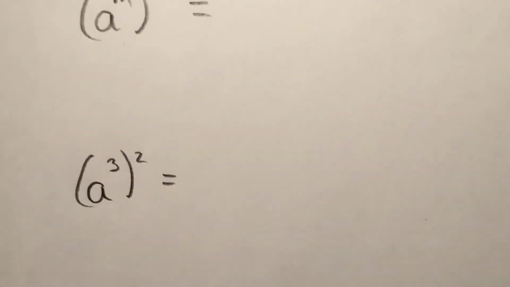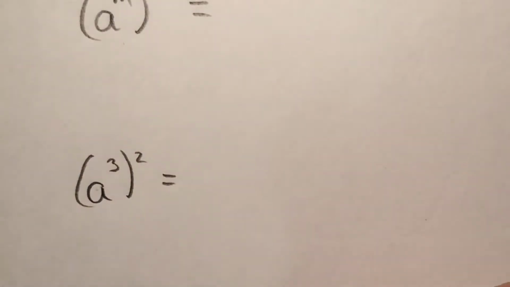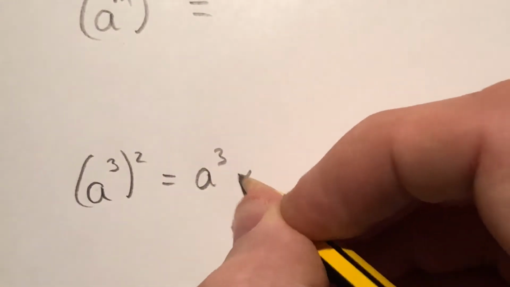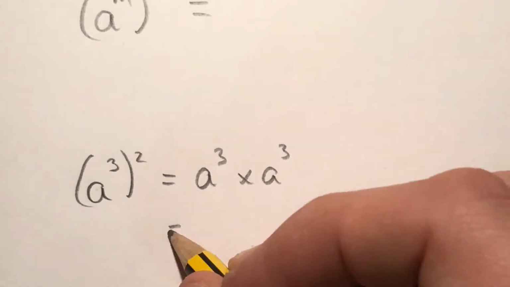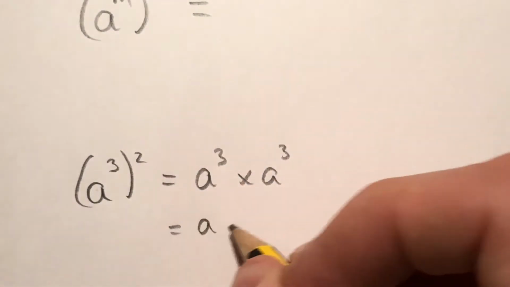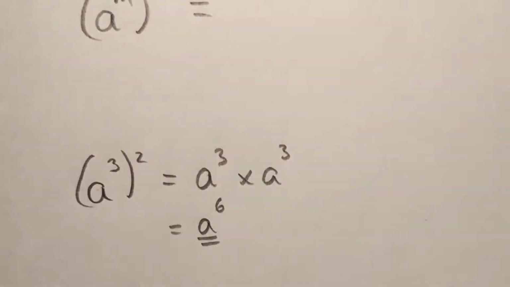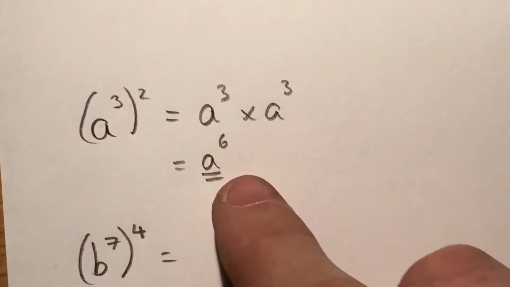And to do this, I'm going to have a look at this first example. We've got a cubed all squared. So if I square something, that just means I'm timesing it by itself. So I can say this is a cubed times a cubed. Now from rule 1, what we do is we just add the powers up. So we've got a to the power of 3 plus 3, 6. Okay, so that seems quite easy then. Just 3 times 2 gives us 6.